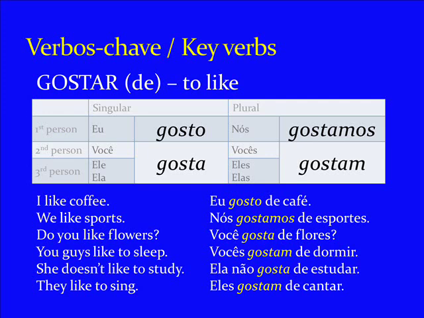They like to sing. Eles gostam de cantar. Those verb forms that end in M, like we have here, gostam. You don't pronounce the M. What that does is it nasalizes the preceding vowel. So you don't say eles gostam, you say eles gostam. Eles gostam de cantar. More or less, right? Mais ou menos assim.